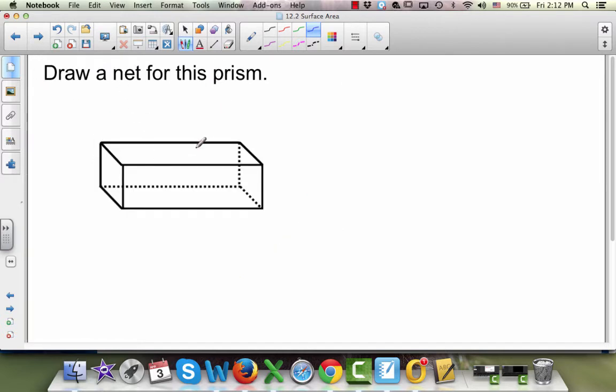Draw a net for this prism. Okay, now let's look at this. We've got the bottom of it right here. So we draw the bottom. Then we've got this end. We'll do the ends with red. So we've got an end like so, and an end on this side over here. Now we've taken care of the ends and the bottom. Now we've got to take care of the sides and the top.